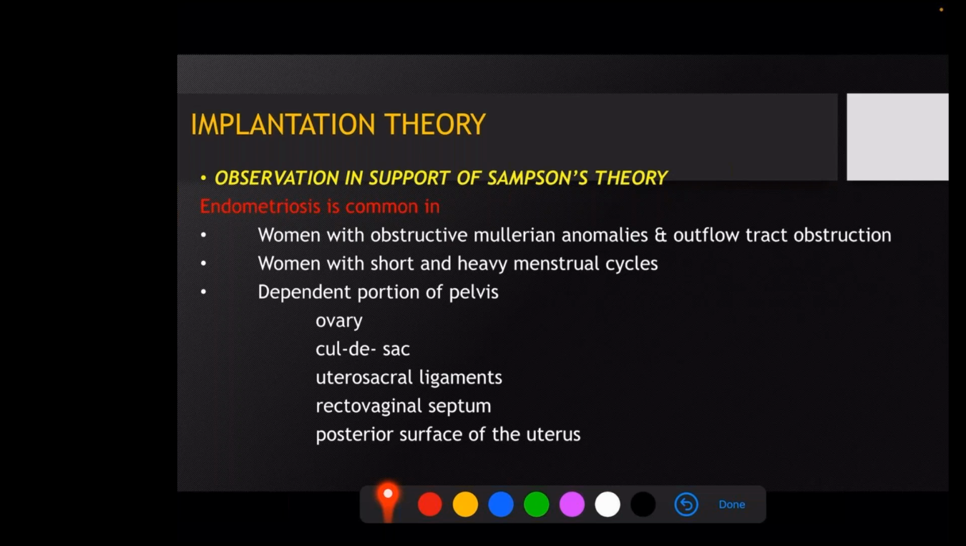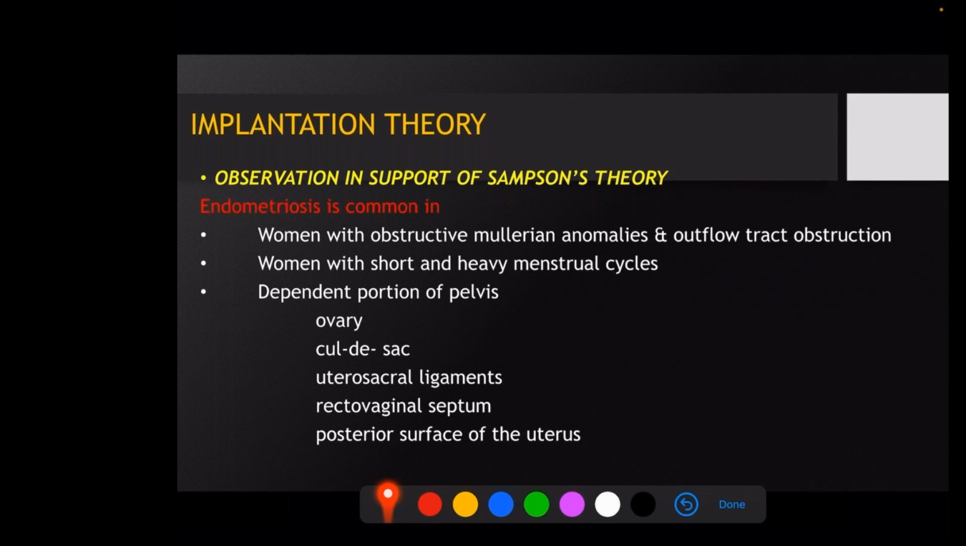See one thing, retrograde menstruation occurs in 80 to 90% of women and is physiological. So almost 80 to 90% of women have retrograde menstruation, but not all are affected with endometriosis.